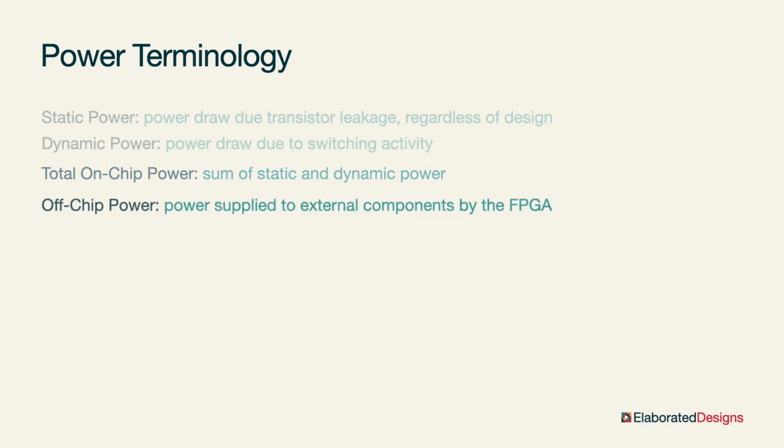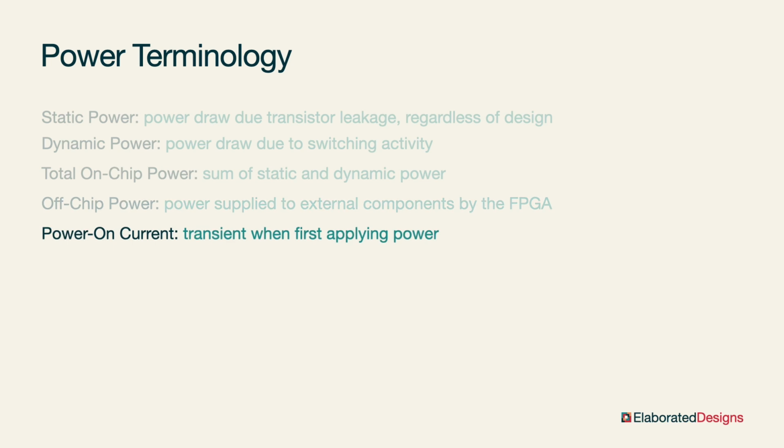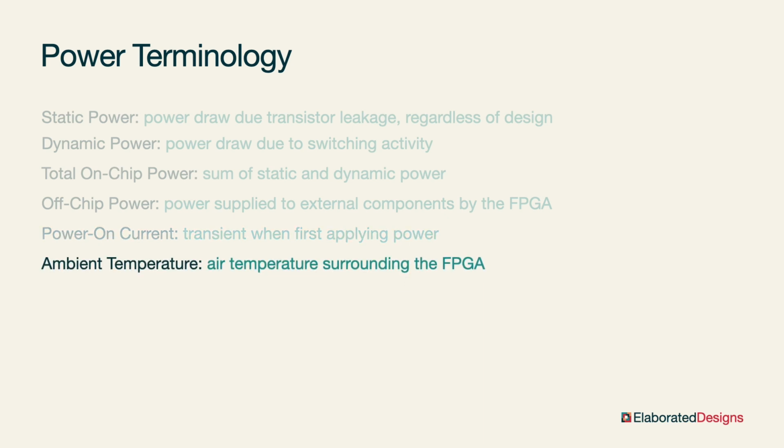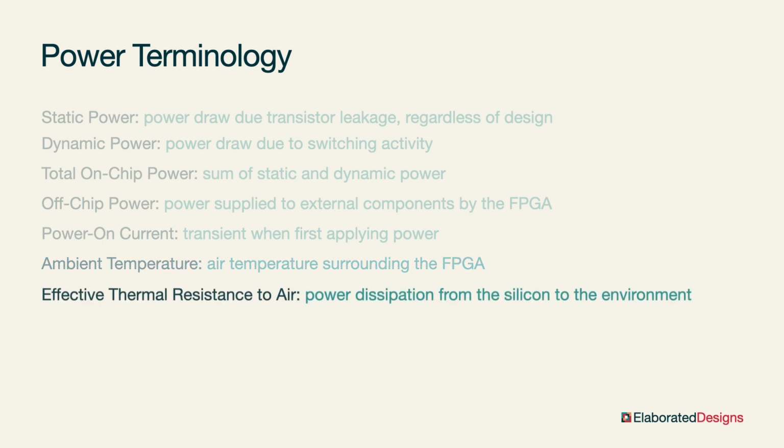The off-chip power is the current that flows from the supply source through the device power pins, then out of the I/Os and dissipated in external board components. The power-on current is transient current that occurs when power is first applied to the device. The ambient temperature is the temperature of the air immediately surrounding the device under the expected system operating conditions. The effective thermal resistance to air is a coefficient that defines how power is dissipated from the device silicon to the environment.